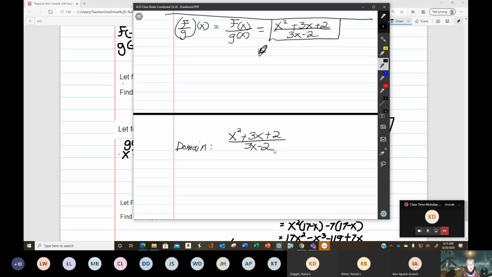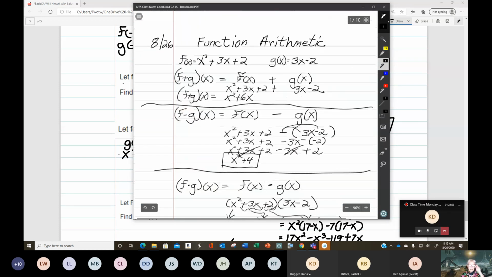What we want is the domain to be the entire x-axis, which is what it is. If we were to go back up here and answer the question, what is the domain of f plus g of x equals x squared plus 6x? That's just a polynomial. If you were to graph it, you would see that the domain is the entire x-axis. I'm going to write what the domain is here. The domain is negative infinity to positive infinity. Love it. All real numbers.